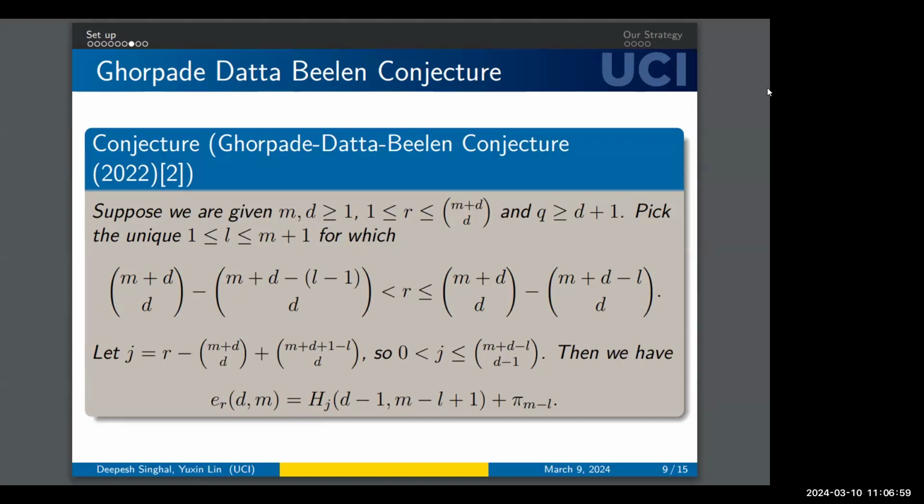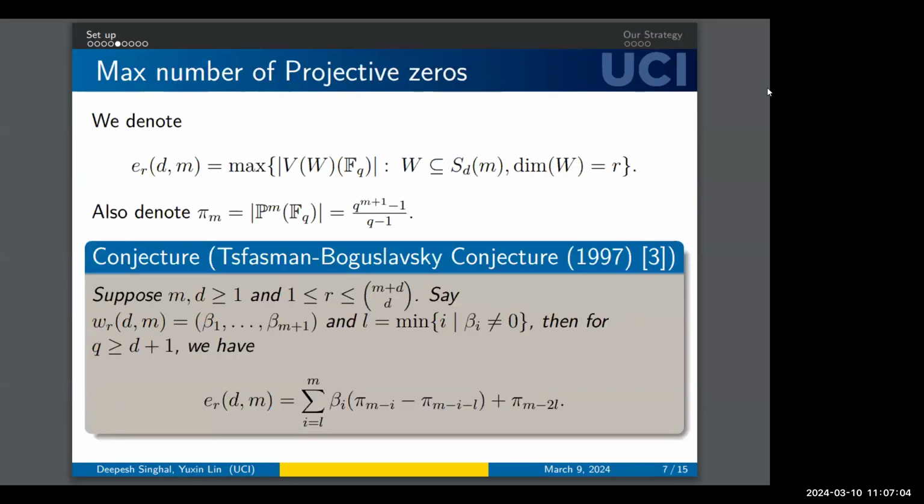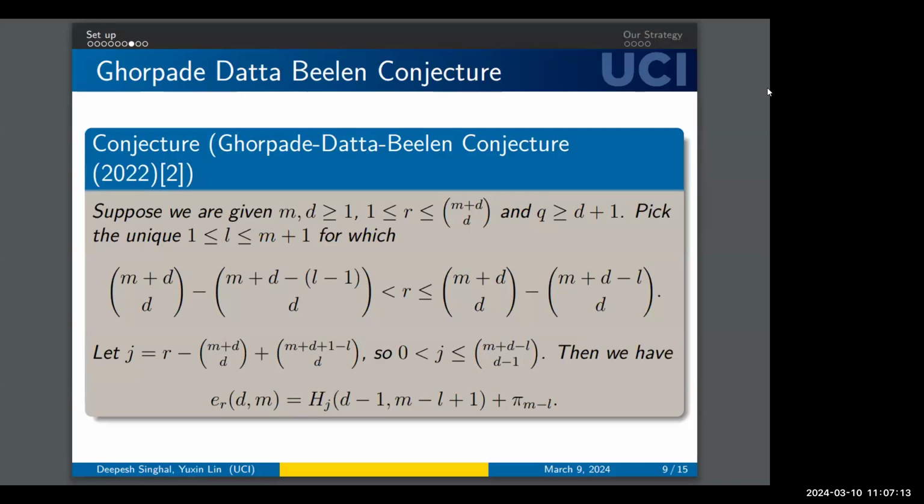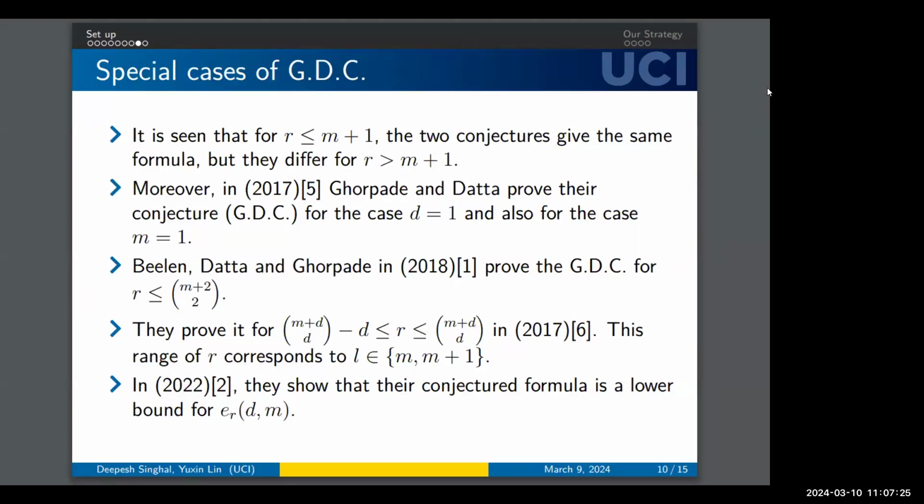The difference is that they reduce the number of components. Previously, we had m plus 1 elements in the tuple. Now they've reduced the number of elements in the tuple to m minus l plus 1, and l was determined by which subinterval r is in. If we compare the two conjectured formulas, they both agree for r being at most m plus 1. This case was proven by Datta and Ghorpade. But the two formulas differ when r is bigger than m plus 1.